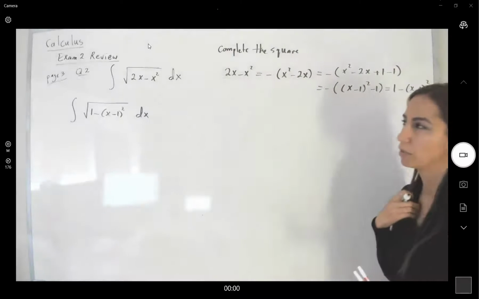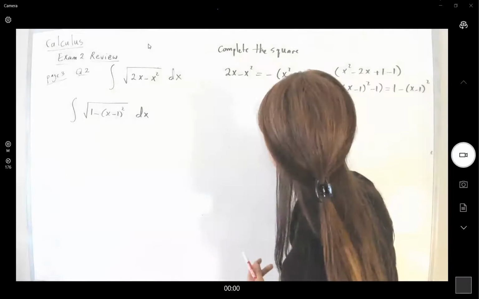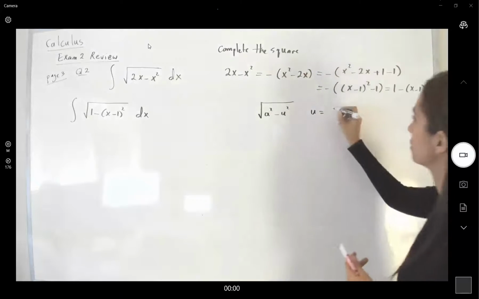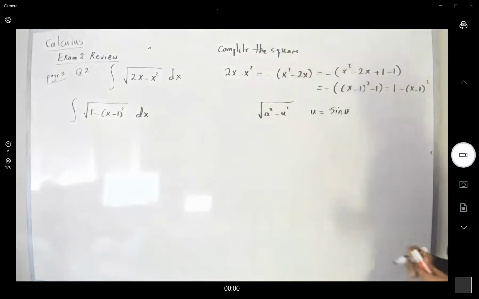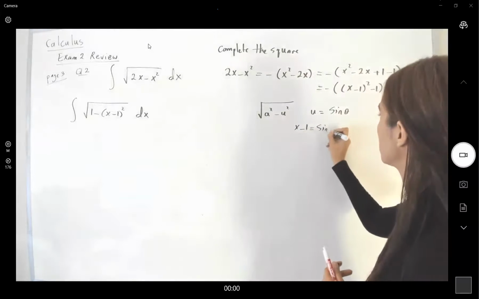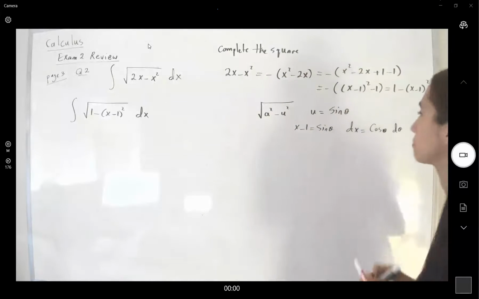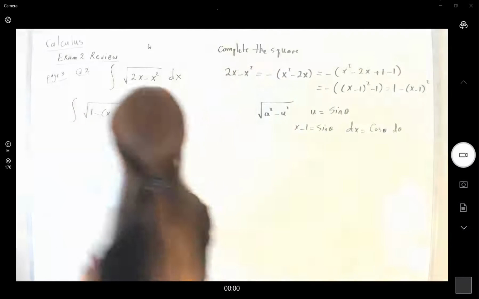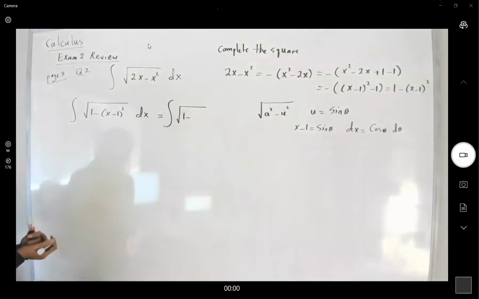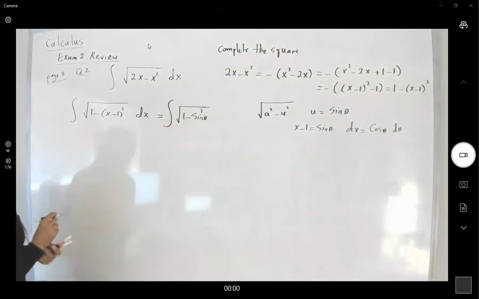Remember that here you have 1 minus u squared, or a squared minus u squared. So we call this a squared minus u squared, which in this case, u is equal to sine theta. Our u is x minus 1, so x minus 1 equals sine theta, and dx is cosine theta d theta. So this integral becomes the integral of square root of 1 minus sine squared, and here you have cosine theta d theta.